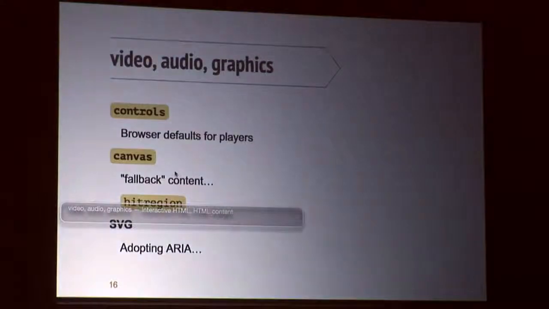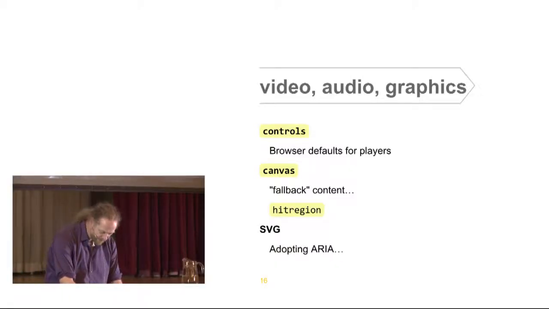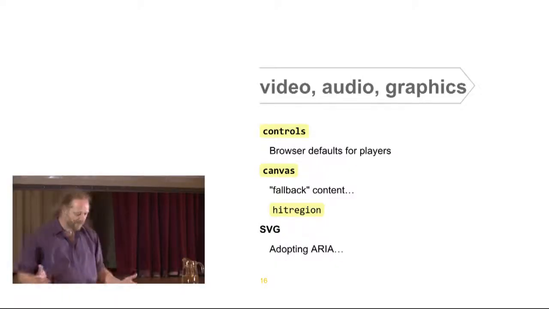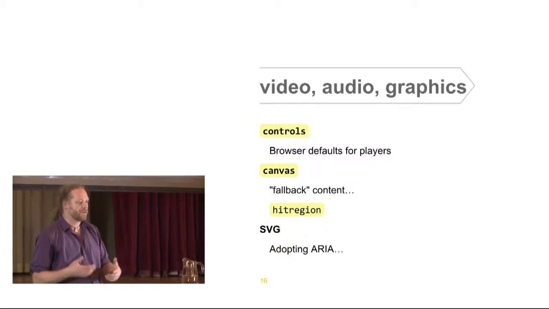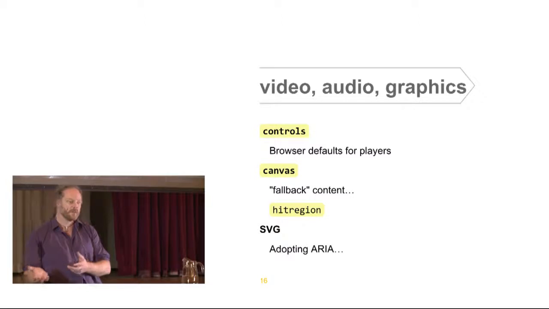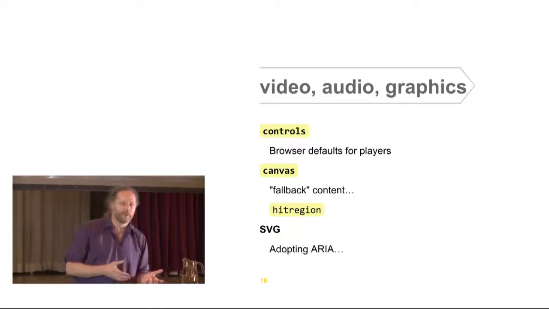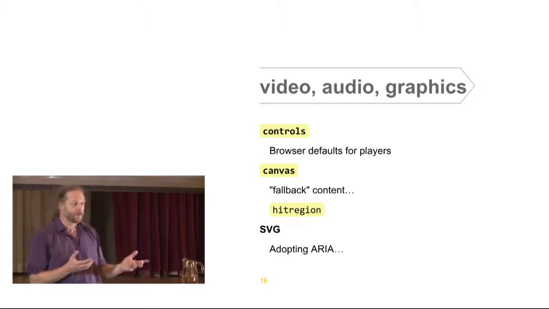I don't know if you can read the transcript, but it's telling me all of this stuff. And that's because inside the canvas element is content that I can actually navigate around and use. It's actually a fairly simple approach. And for a lot of things, it's good enough. One of the things that SVG is doing is adopting ARIA. So you can use ARIA in SVG the same way that you can use it in HTML. That's pretty handy for a lot of stuff.